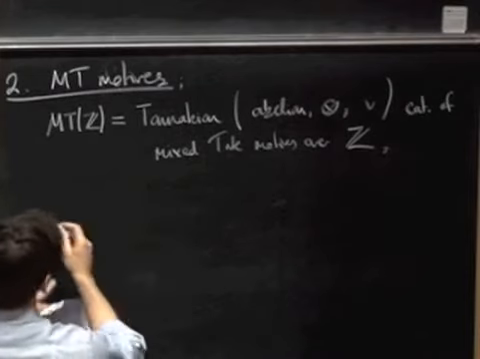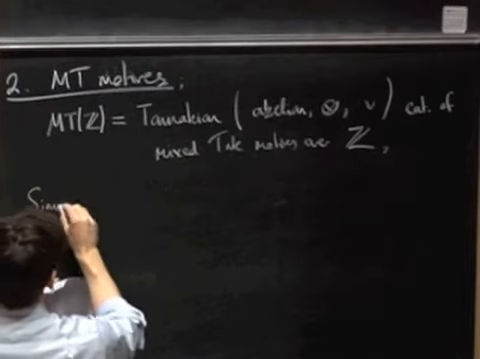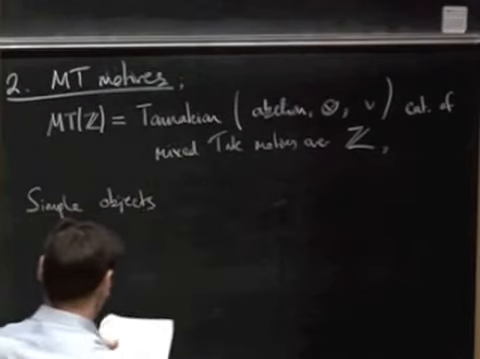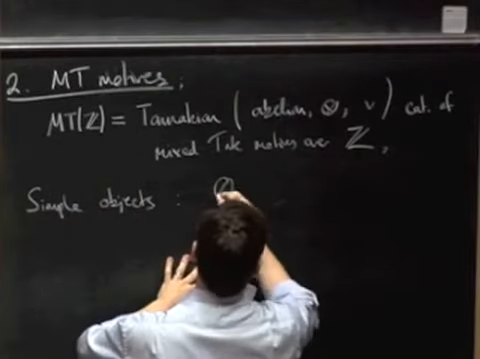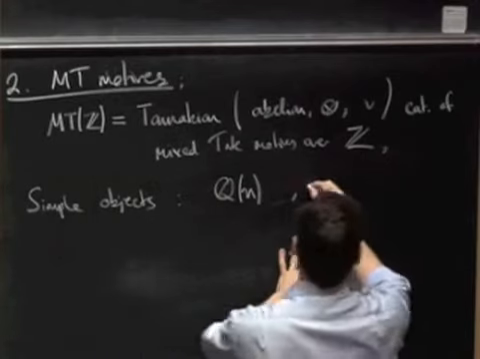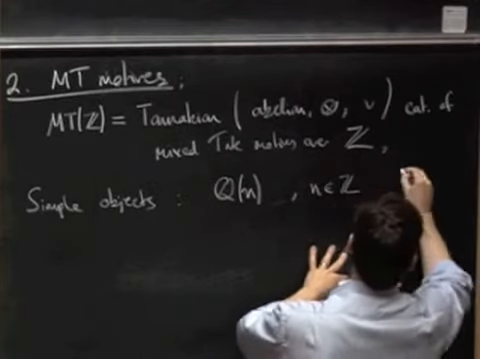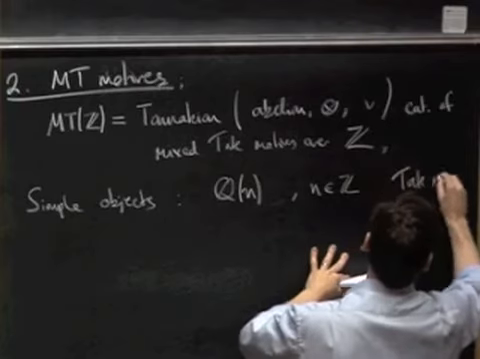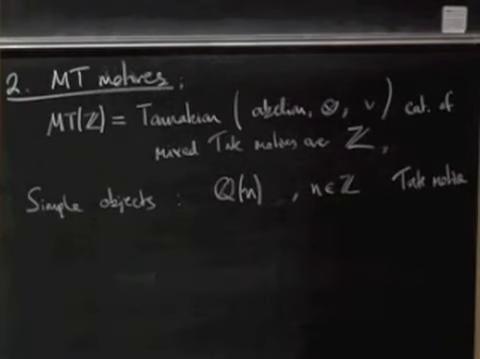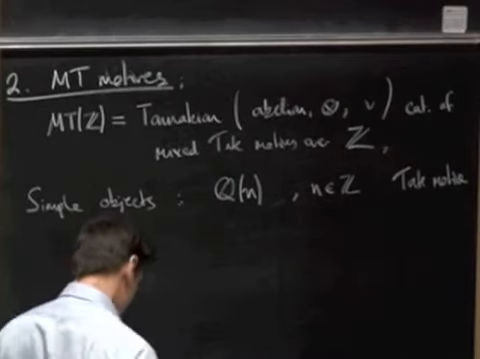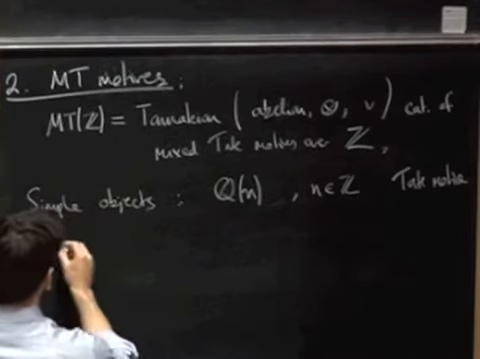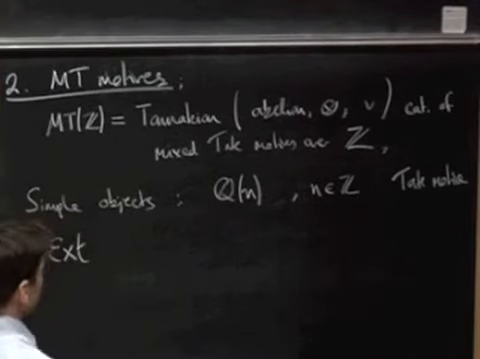Since this is an abelian category, I can write down its simple objects. In this case, they are denoted by Q(n), indexed by an integer, and these are called the Tate motives. Essentially, this is the cohomology, or homology, of projective space. So these are the building blocks. What's the glue between these building blocks?